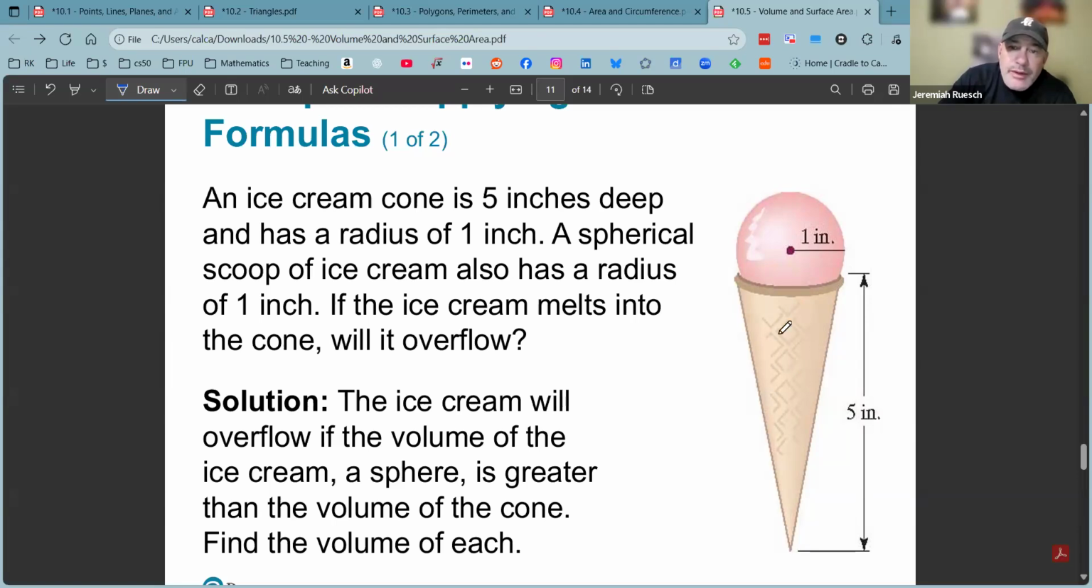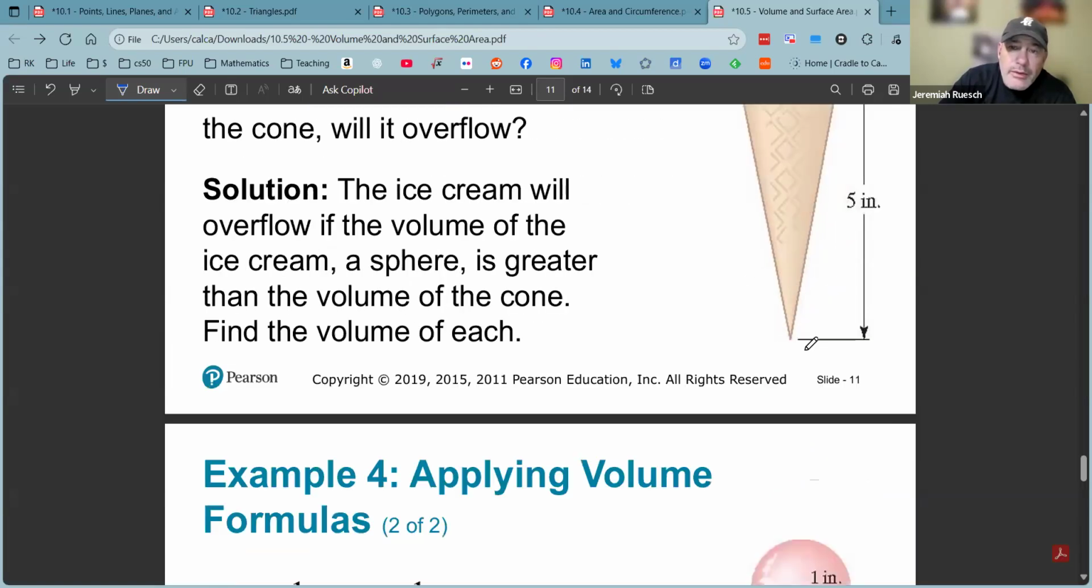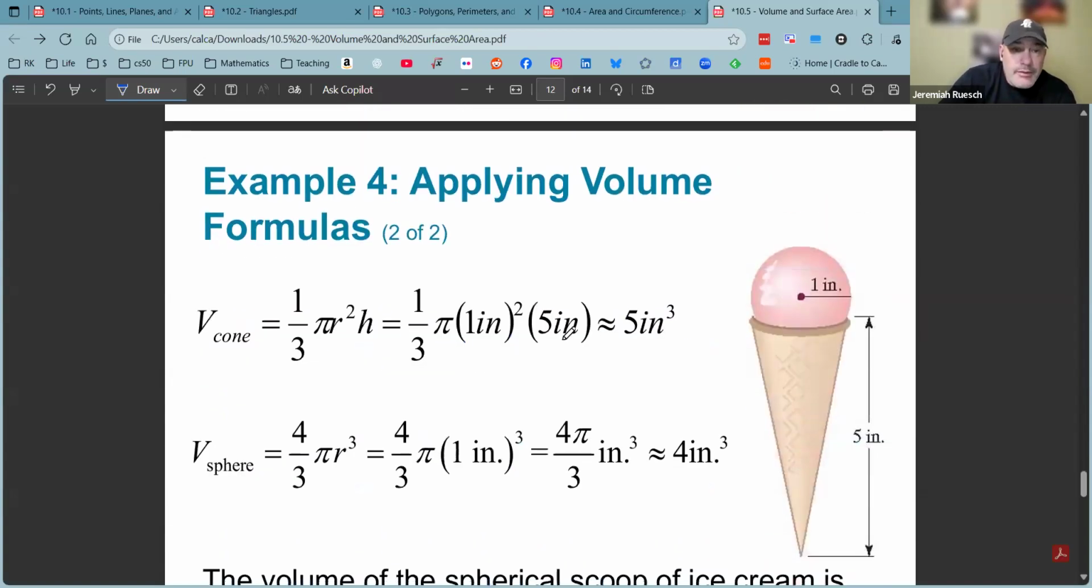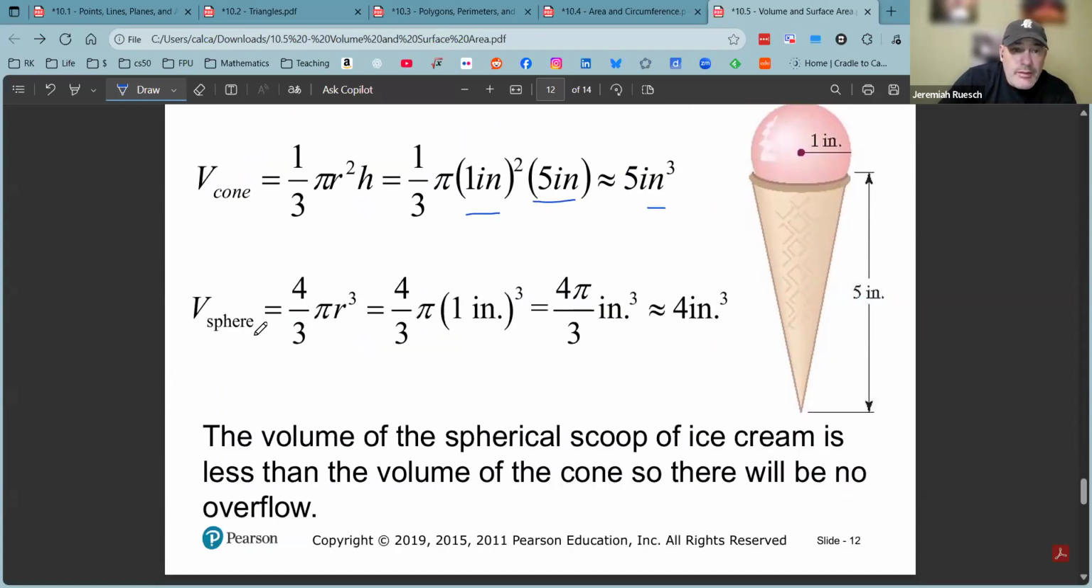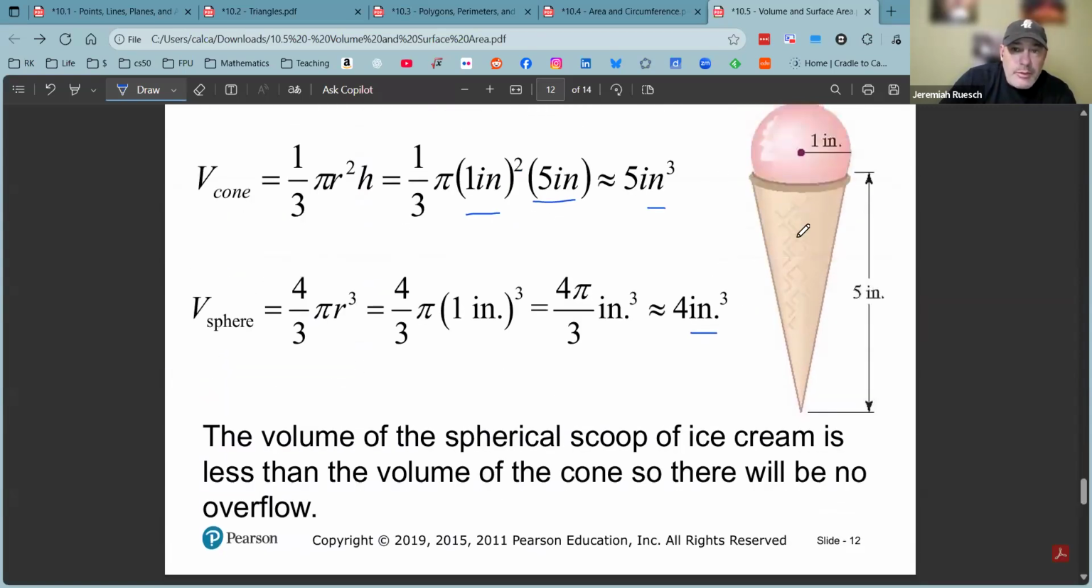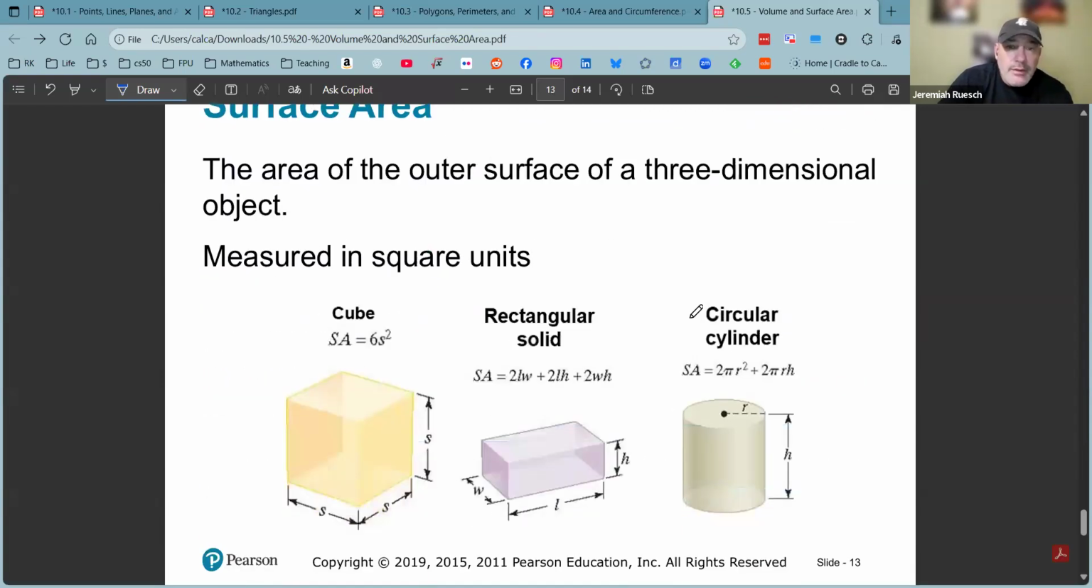So this is very much like the one that we did earlier. The volume of the cone is going to be pi r squared times 1/3 times the height. And we're going to compare that to the volume of the sphere, 4/3 pi r cubed. Okay, so the volume of the cone is 5 inches cubed, and the volume of the sphere is 4 inches cubed. And so it's big enough that the ice cream will melt inside the cone and not overflow.